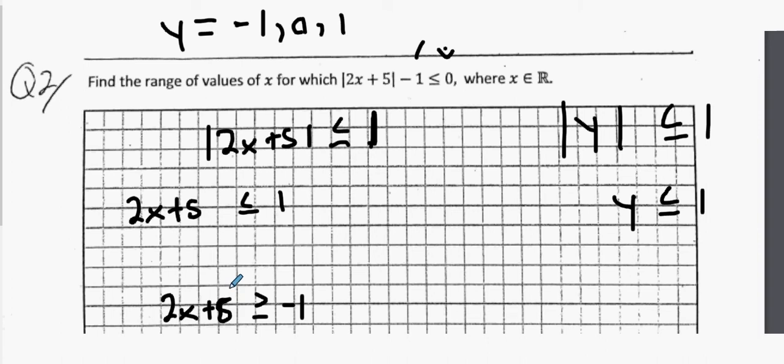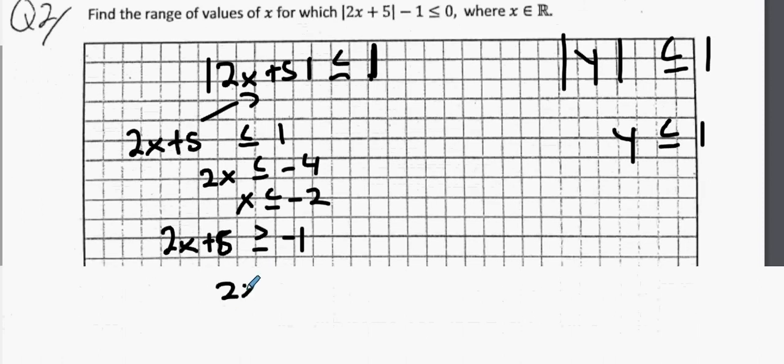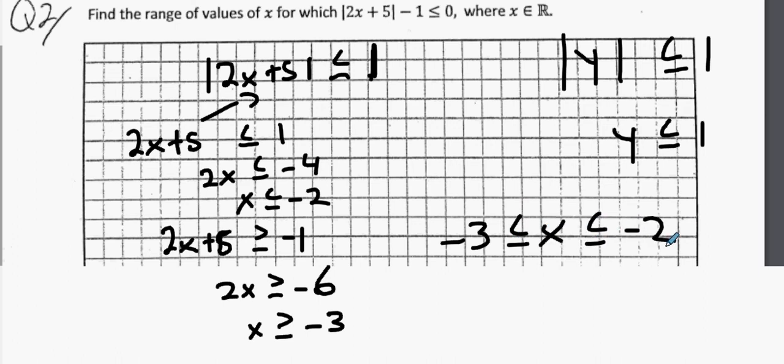Okay? Bring over the 5, what do you get? 2x less than or equal to minus 4, x less than or equal to minus 2. And what about the other way? 2x greater than or equal to minus 6, x greater than or equal to, was it? Minus 3. Minus 3 has to be smaller than your x value, and your x values have to be smaller than minus 2. Is that okay? All the values in between minus 3 and minus 2 will work.